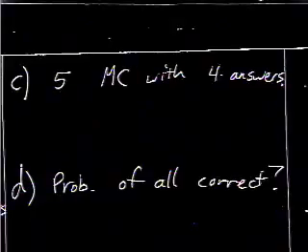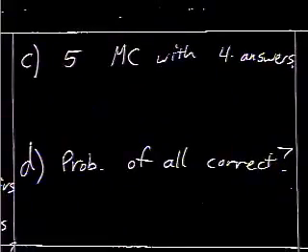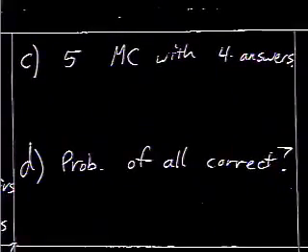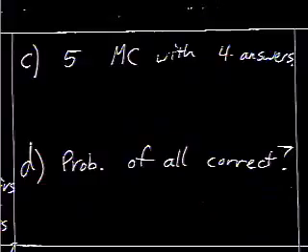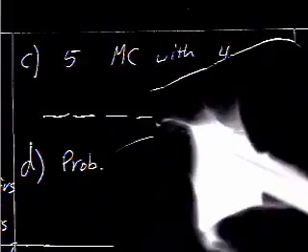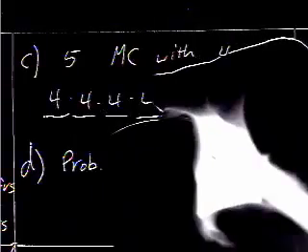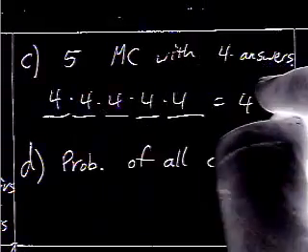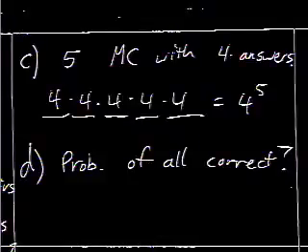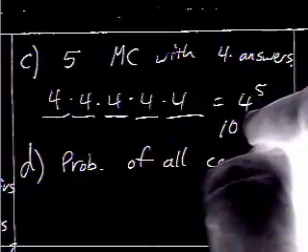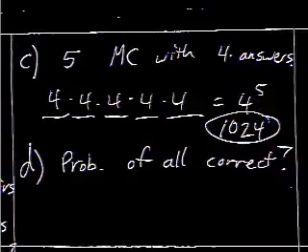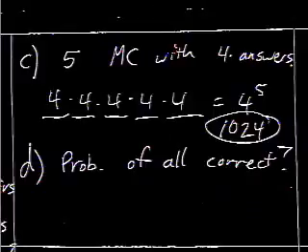Now, what happens if we talk about multiple choice? I've got 5 multiple choice questions with 4 answers. So 1, 2, 3, 4, 5. I've got 4 answers for that one, and 4 for that one, and 4 for that one, and 4 for that one, and 4 for that one, giving me 4 to the 5th. Well, 4 to the 5th, what do we got there? 16, 64, 256, 1024 is the number of possibilities there.